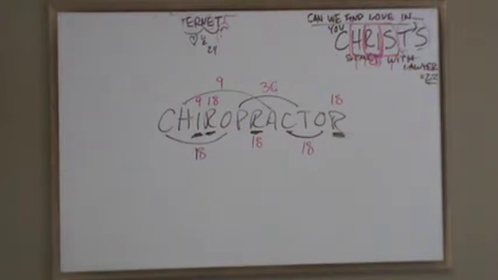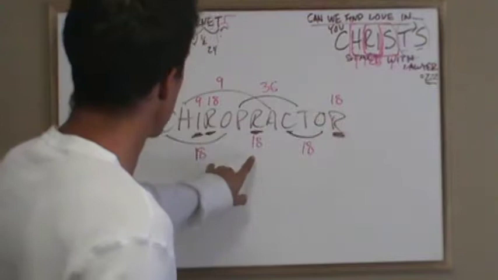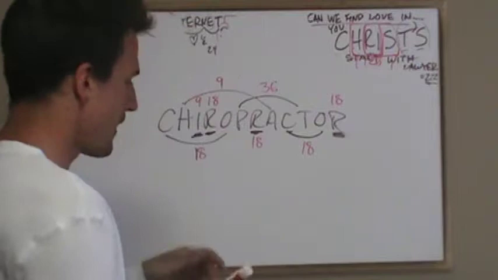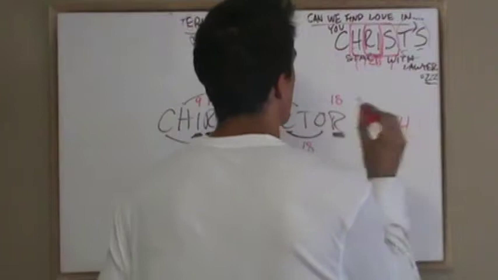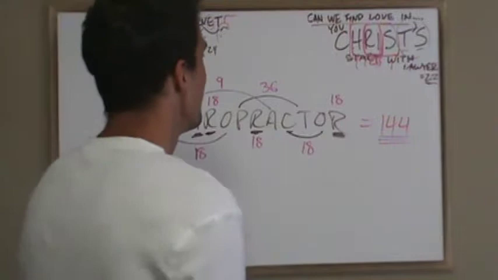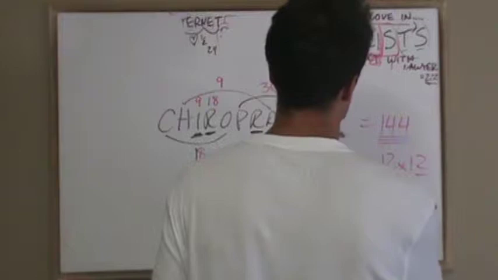Let's see. So this is 36 plus, that's 72, plus another 36 is 108, plus another. Yes, chiropractor adds perfectly to 144, 12 times 12. Composed of pure nines. How many letters? 1, 2, 3, 4, 5, 6, 7, 8, 9, 10, 11, 12. Chiropractor equals 12 times 12 in 12 letters.